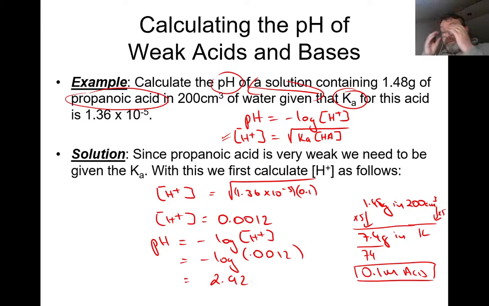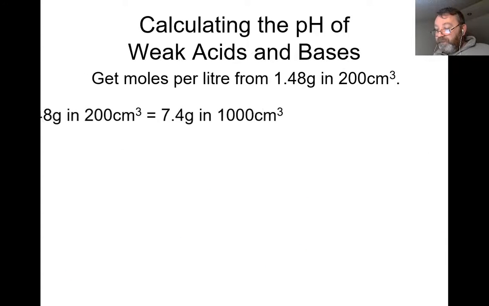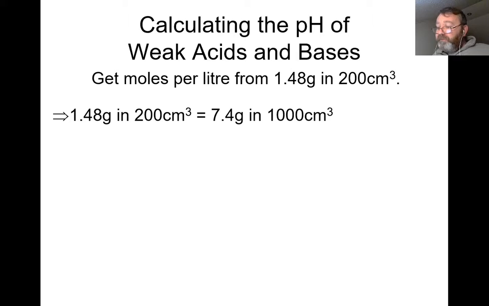That's it. So that's how you use these things, okay? Now don't be surprised that they're throwing stoichiometry back at you again. At this stage, you should know your stoichiometry inside out and back to front. Concentration is in moles per litre. And if they don't give you moles per litre, spend some time getting it into moles per litre and then shove it into the formula. Okay, now again, I have that typed out for you, so you can go through that yourselves in your own time. 1.48 in 200 centimetres cubed. Get it into moles per litre.